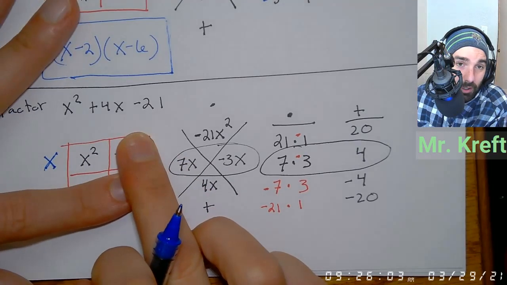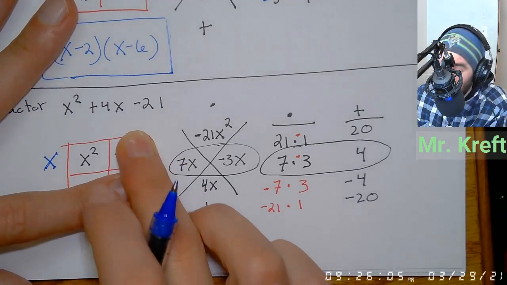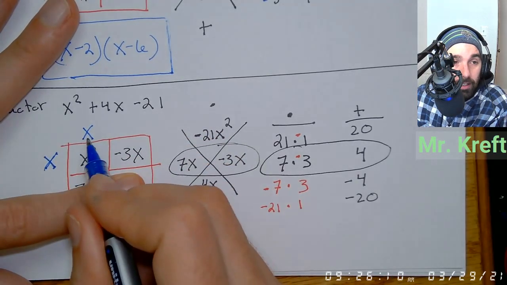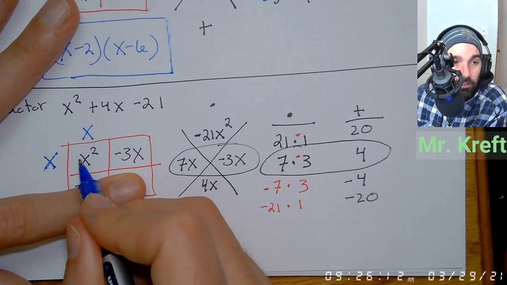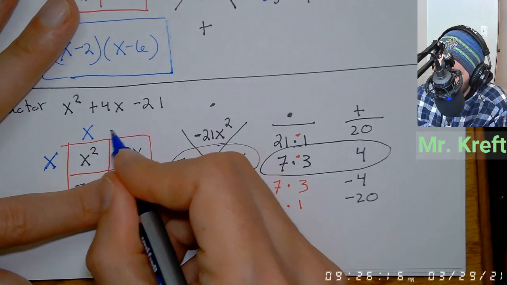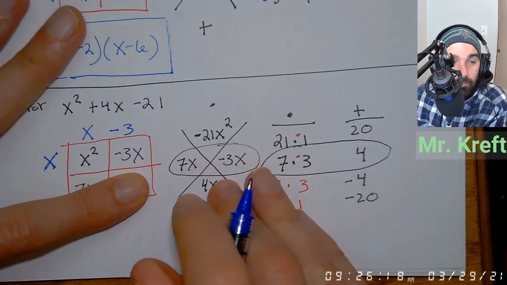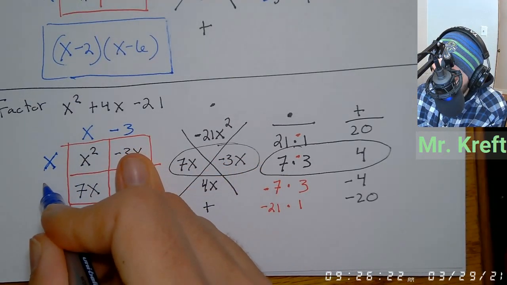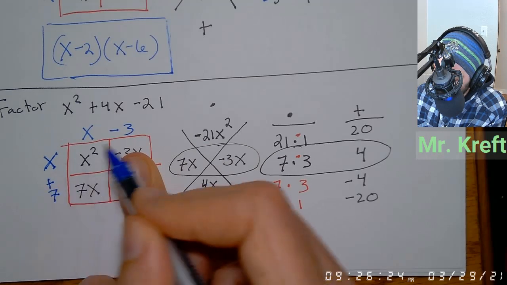Once I do that, I say, okay, what times x gives me x squared? Well, that would have to be another x, right? X times x equals x squared. And then what times x would give me negative 3x? Well, that would have to be a negative 3. What times x gives me 7x? That would have to be a positive 7.